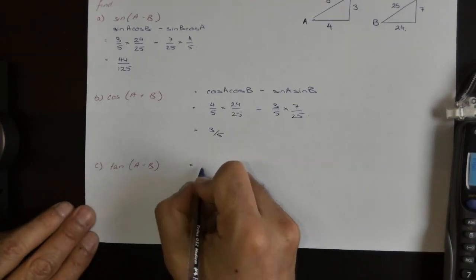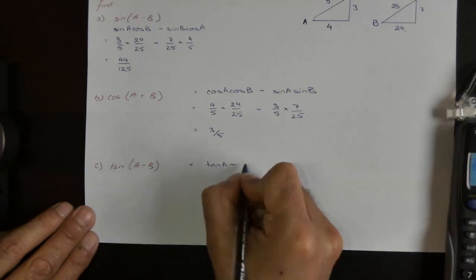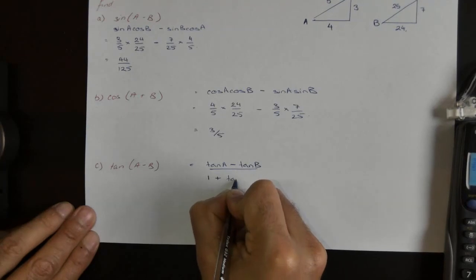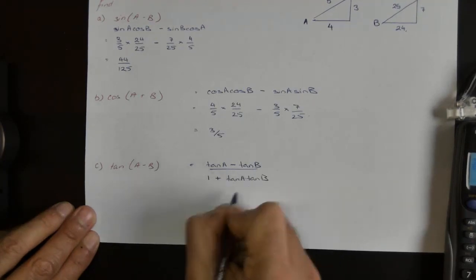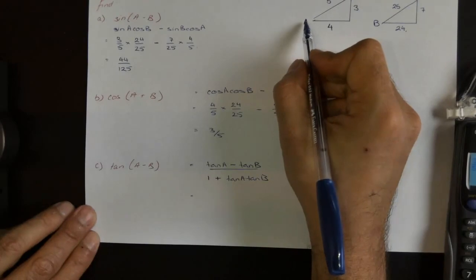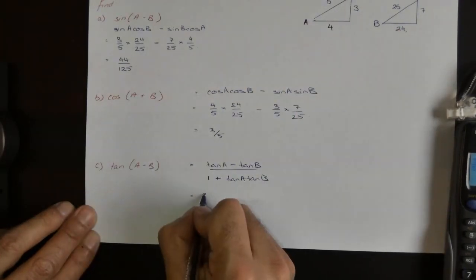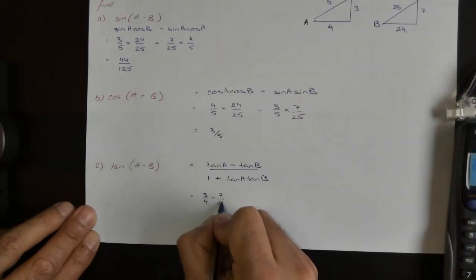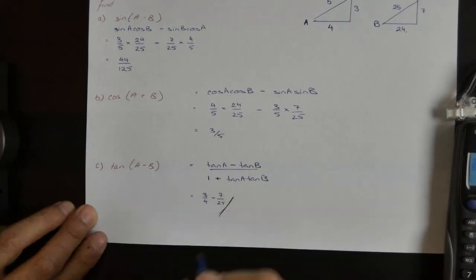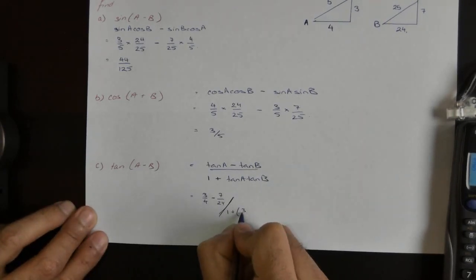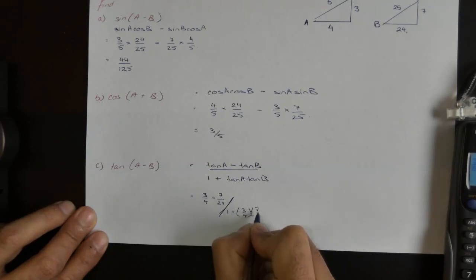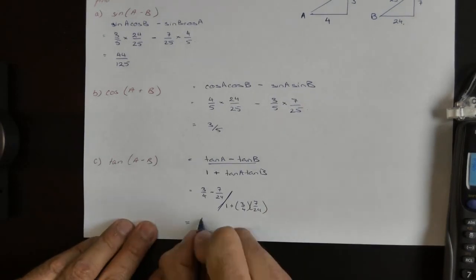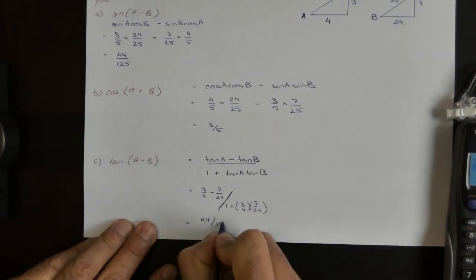Now tan of A minus B is tan A minus tan B, all over 1, change the sign, plus tan A tan B. Tan A is 3/4 minus tan B, which is 7 over 24, all over 1 plus 3/4 times 7 over 24. Plug that into the calculator and we get 44 over 117.